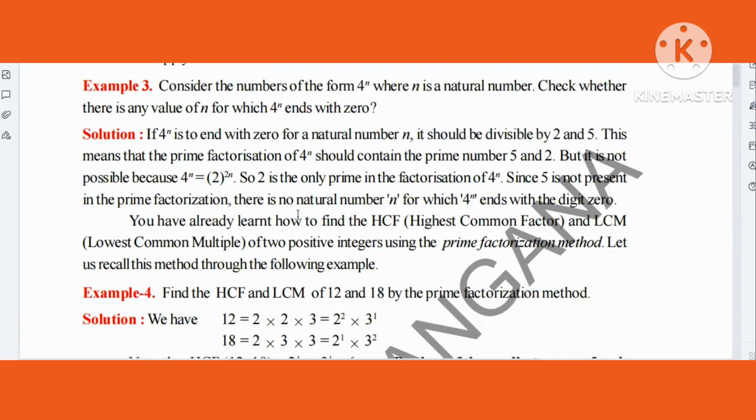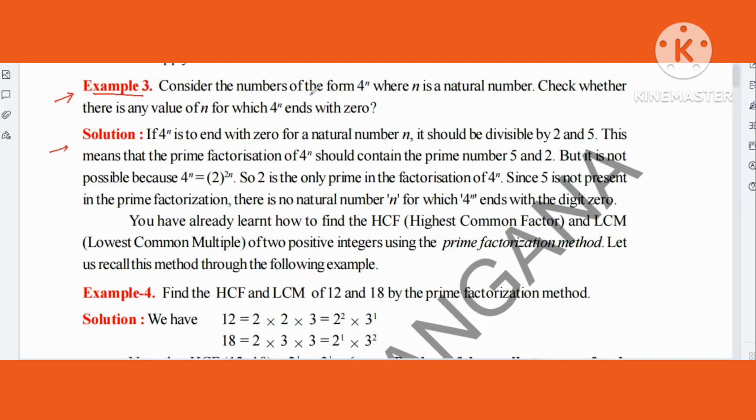Now let us see this example 4. In some cases you get models from examples in examination. That's why we discuss that example also. Now see this example 3, the explanation is also given here very clearly.